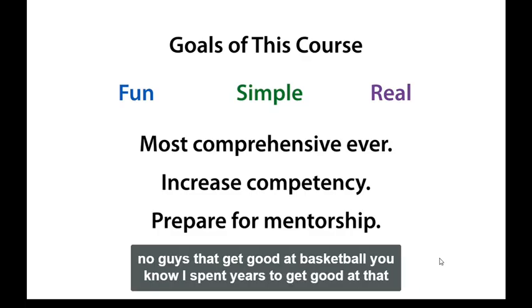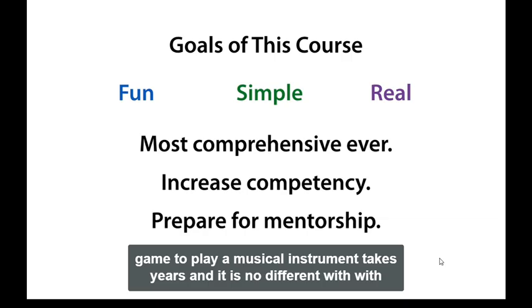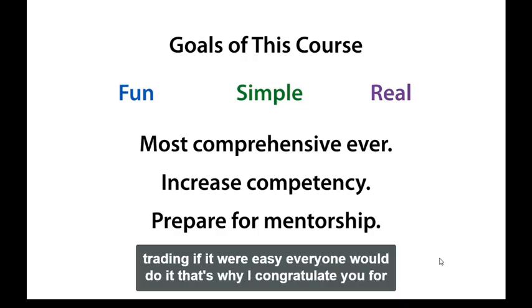No, guys that get good at basketball, I spent years to get good at that game. To play a musical instrument takes years. And it is no different with trading. If it were easy, everyone would do it. That's why I congratulate you for doing it.